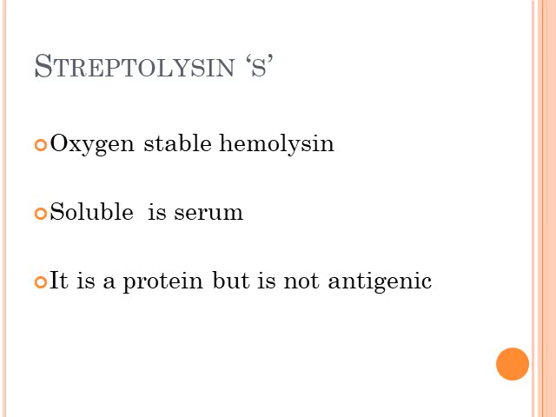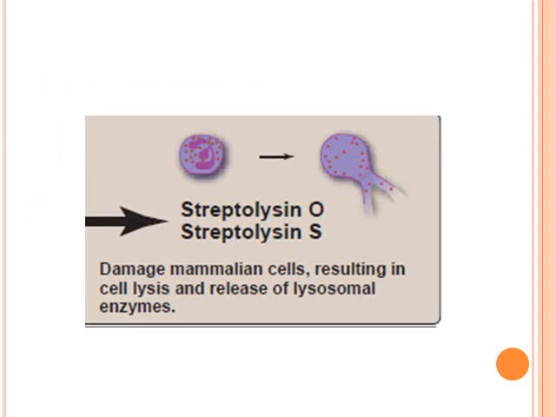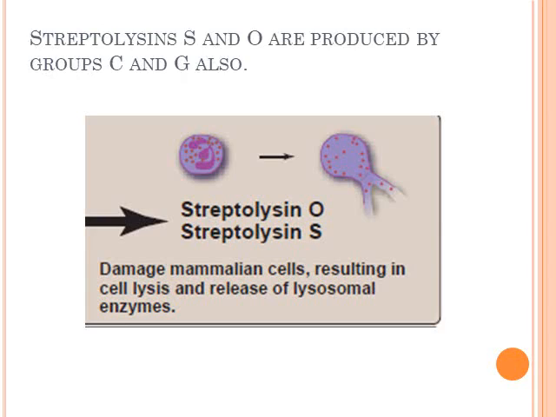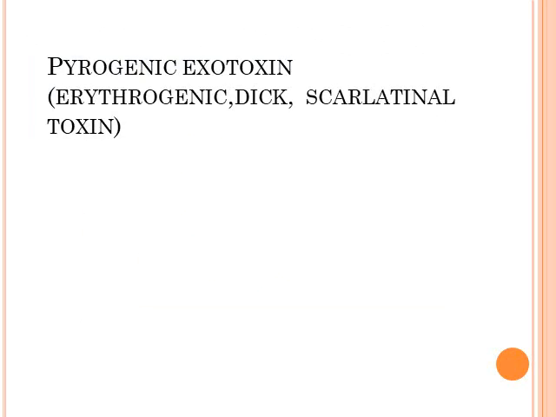Streptolysin S is an oxygen stable hemolysin. It is soluble in serum and it's a protein, but it's not antigenic. Streptolysin O and S damage mammalian cells, thereby resulting in cell lysis and release of lysosomal enzymes. And streptolysin S and O are produced by group C and group G streptococci also.